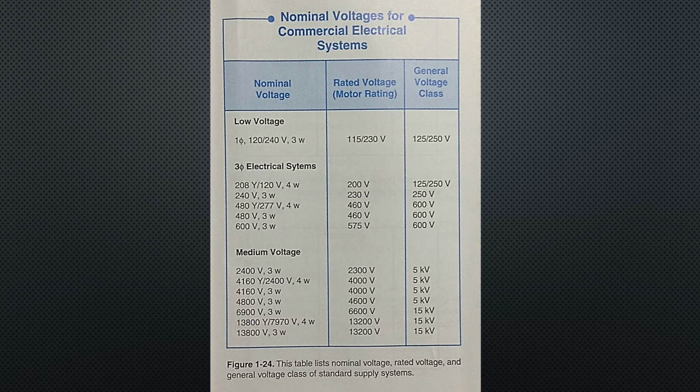Voltage standards. Nominal voltage indicates a desired level of the supply voltage for the electrical system. Rated voltage is the preferred voltage for the equipment, particularly motors. Commercial electrical systems are within the category of low and medium voltage. High voltage is reserved for power company distribution systems. The table in Figure 1-24 lists the nominal and rated voltages for low and medium voltage categories as issued by the American National Standards Institute, ANSI.